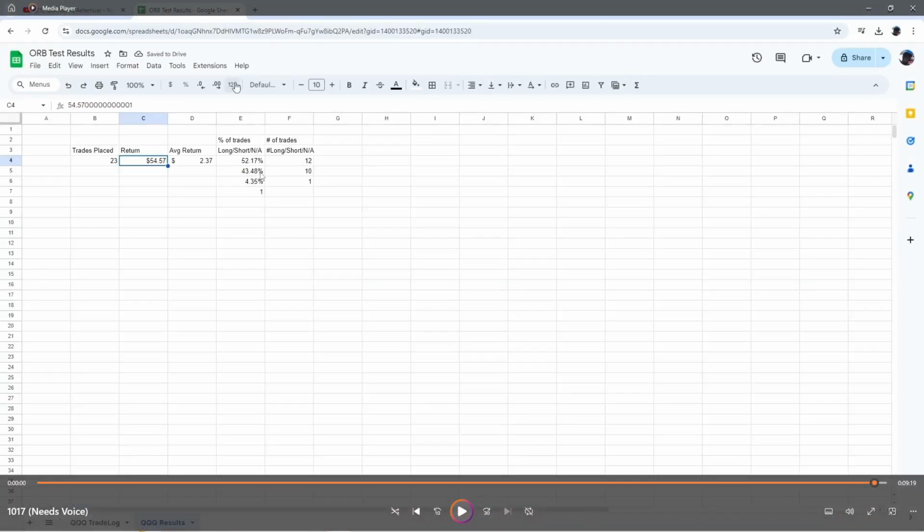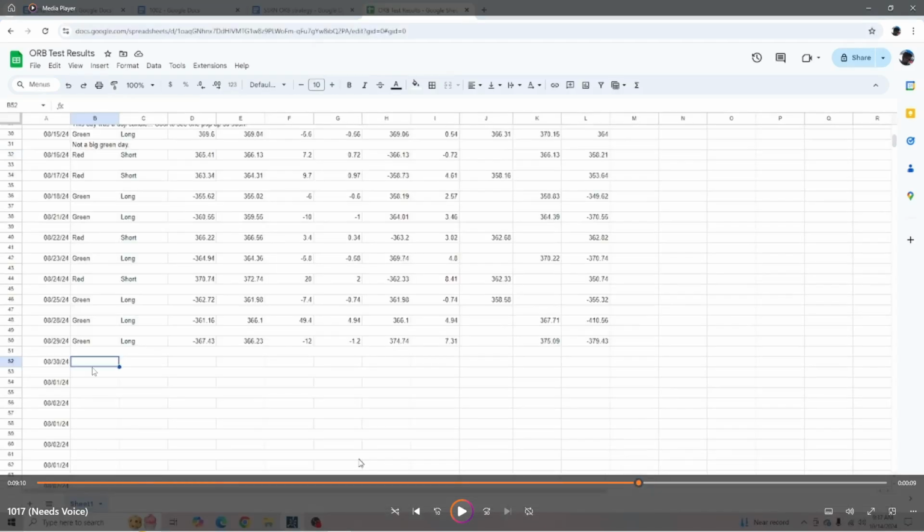So we had 52% of our trades were long, 43% of our trades were short, and then we had the one trade, which was 4%, as not applicable. We had that doji candle. So 12 total trades were long, 10 total trades were short, one was just not applicable. And that's the results of the strategy. All of this fun work that I did here, fun little testing. And yeah, guys, that's it.